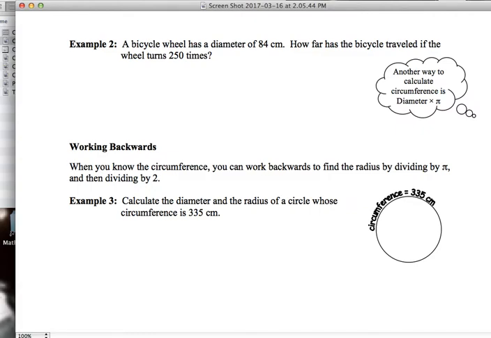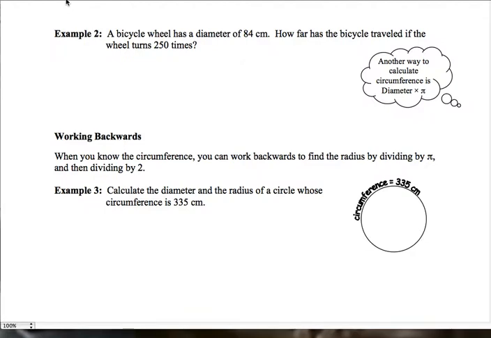Something like this, a word problem. I know how much you guys love word problems, right? A bicycle wheel has a diameter of 84 centimeters. How far has the bicycle traveled if the wheel turns 250 times?